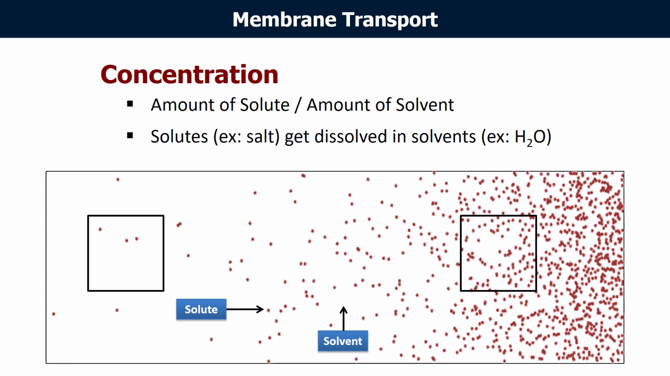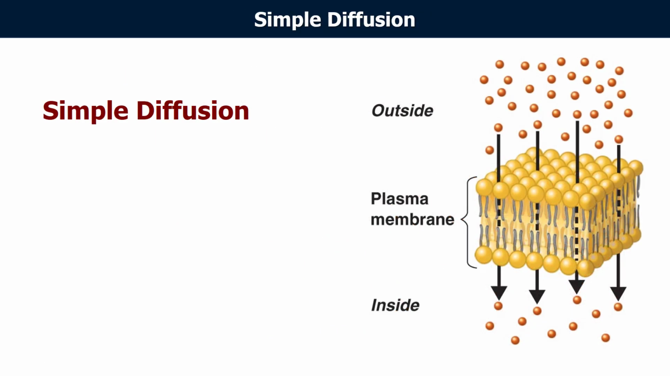And again, just like trucks going down a hill, these solutes are going to want to move down their gradient from their high concentration area to their lower concentration area. And if they do this, if they just naturally start going down their gradients and moving from higher concentration to lower concentration, that's called simple diffusion.